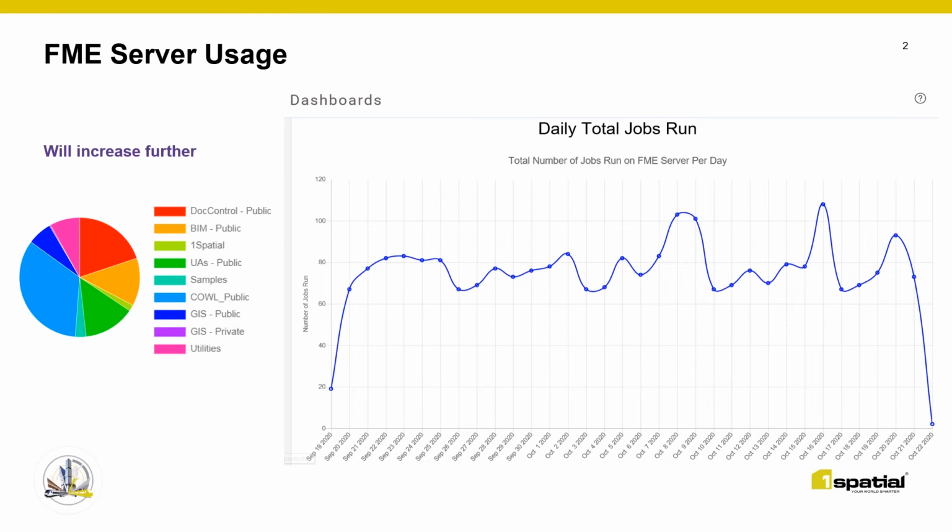This slide shows the usage of FME Server within our framework. The chart on the right shows we are averaging around 80 to 90 jobs per day. This will increase over time. This includes both self-serve and scheduled jobs. The pie chart on the left shows different areas of business that these workflows cater for. Important to note, highlighted in red, we use workflows for non-spatial GIS data for doc control as well as GIS data. I will go through this in a later slide.